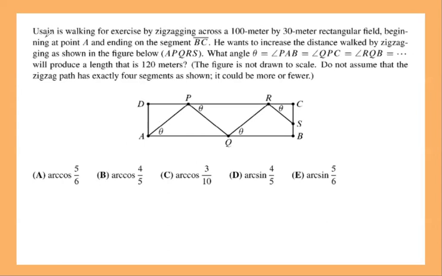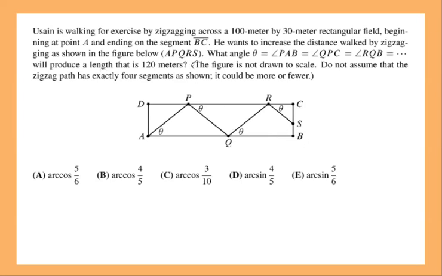The question says Hussein is walking for exercise by zigzagging. He starts from the corner A, going in this direction with this angle measure. Then after that, turning this way, having the same angle measure with the line DC. And it will continue this a few times, which we don't really know how many times, even though the picture shows four pieces, 1, 2, 3, 4. And then at the end, he's going to end up at some point on the side BC.